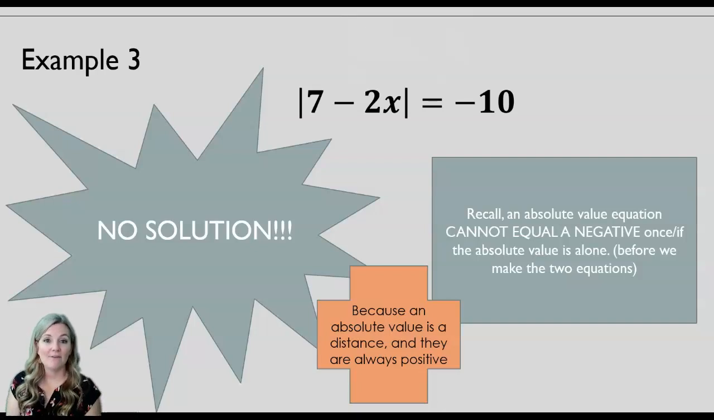We're done. If I were to try to split this, I'd keep one negative and then make one positive. That doesn't make sense. So if you ever get one like this and it equals a negative number, when your absolute value is by itself, you can just call it and say no solution.